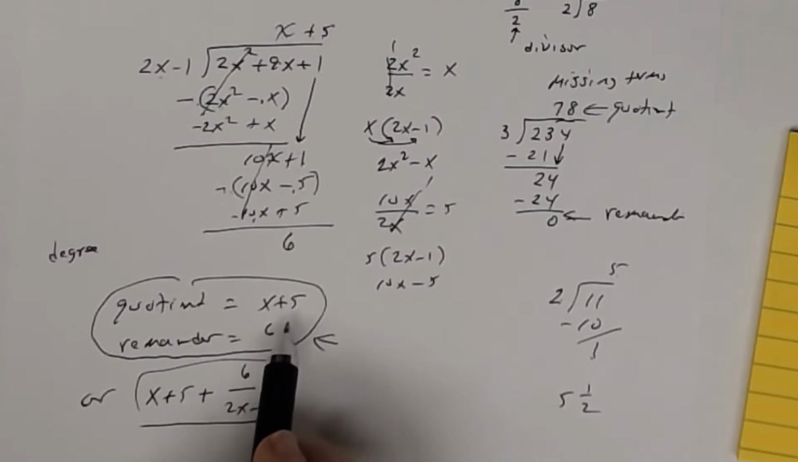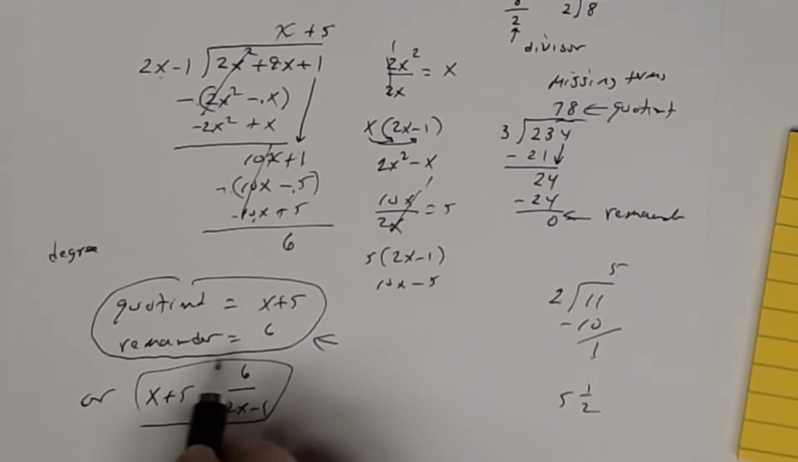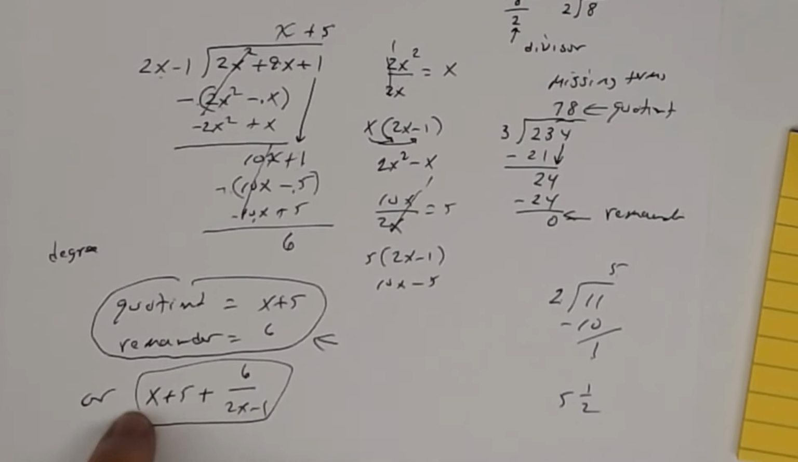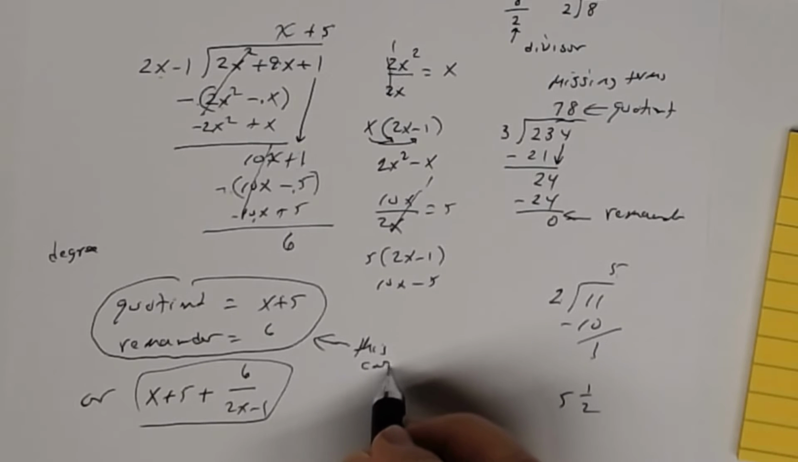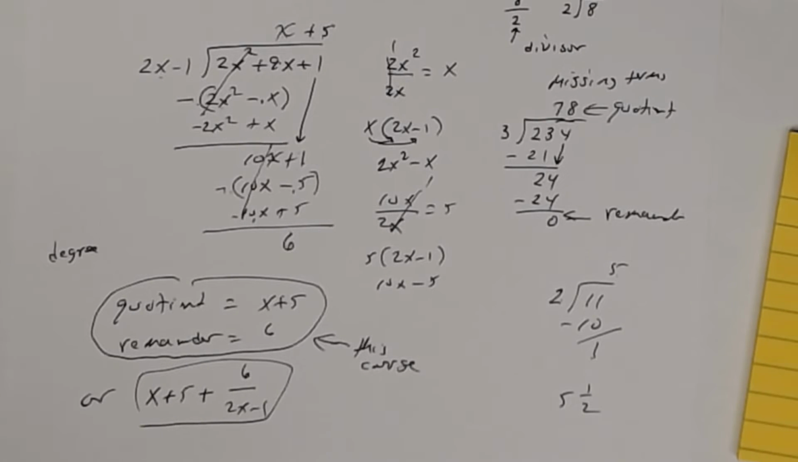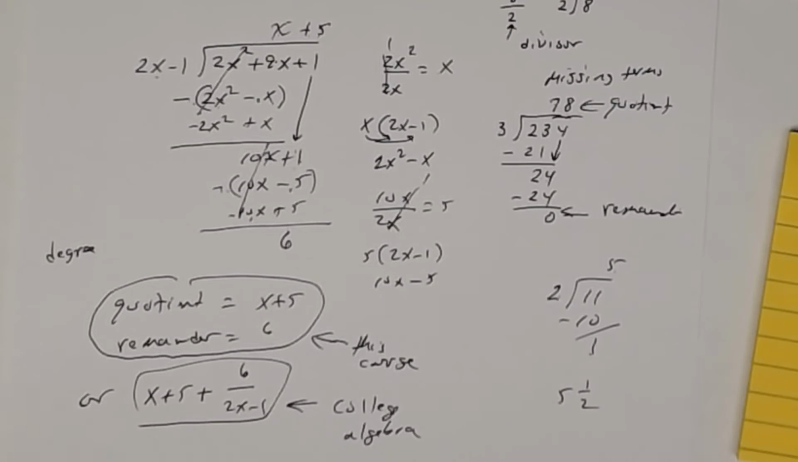So state the quotient, state the remainder. Next semester, this is how you're going to be asked to write it, as the quotient plus the remainder divided by the divisor. Okay? So this course is how you're going to indicate your answer. This will be in college algebra. All right, so that's number 1.